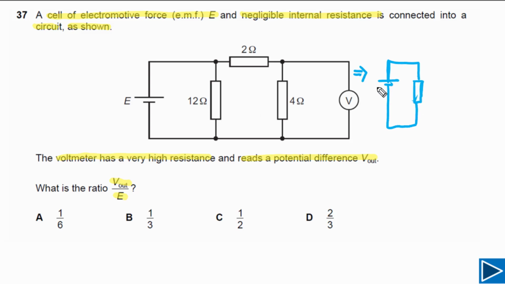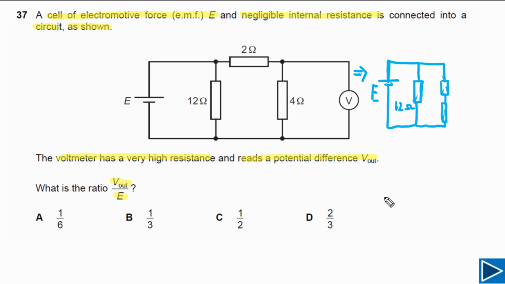So this is that resistor, and the EMF of the cell is given as capital E. The resistance of this resistor is given, that is 12 ohms. Next we have two resistors, and these two resistors are connected in series. So this is one resistor and another resistor connected in series. So simply we can redraw the circuit like this.